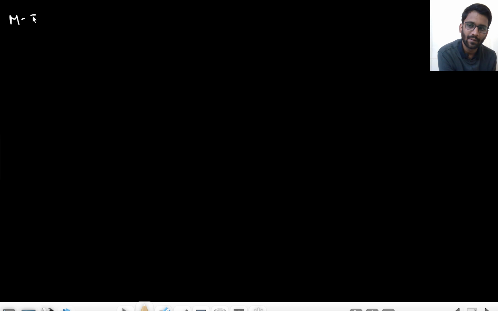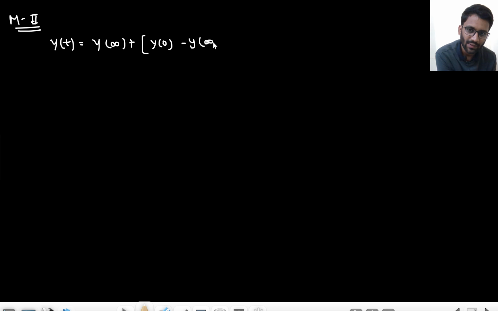Method 2. What is that method? y of t is y of infinity plus y of 0 minus y of infinity, or 0 plus you can write, e to the power minus t upon tau u(t), right? So given circuit, what is your given circuit?